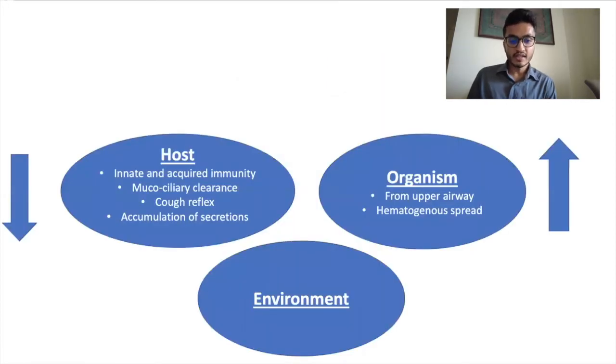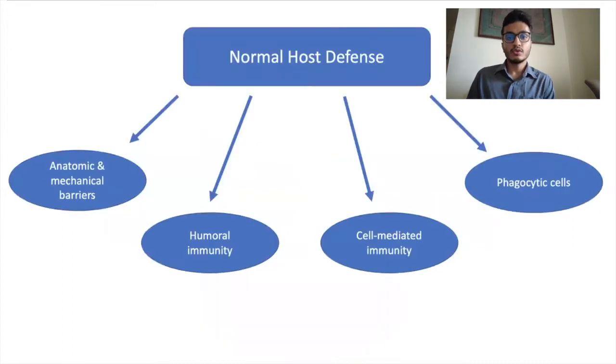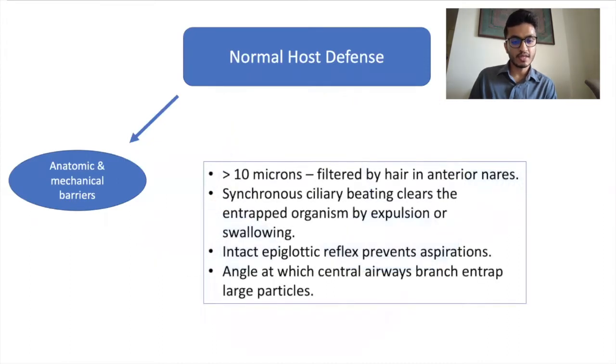So as every single disease, we know that there is interaction between the host, organism, and environment. Similarly, in pneumonia, the host factors are being compromised, and along with that, the overwhelming organism load causes these conditions. So why this pneumonia doesn't happen in every single individual having these organisms is mainly because of these 4 factors. The first being the anatomical and the mechanical barrier.